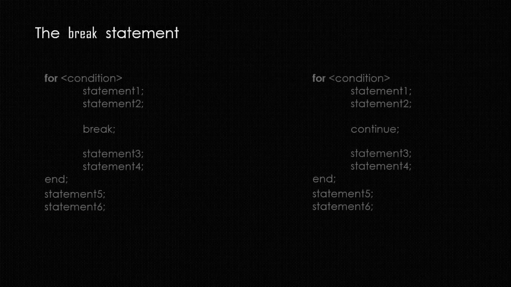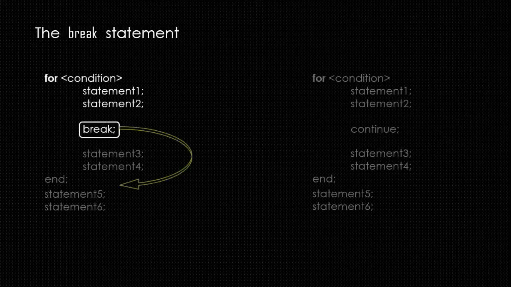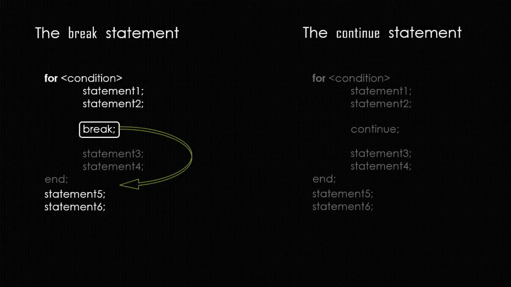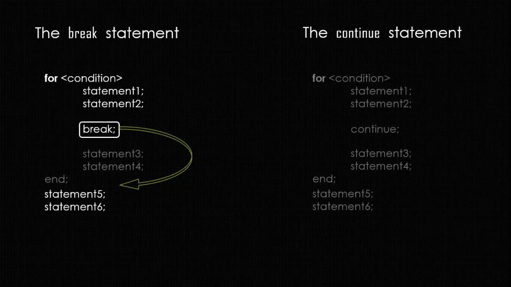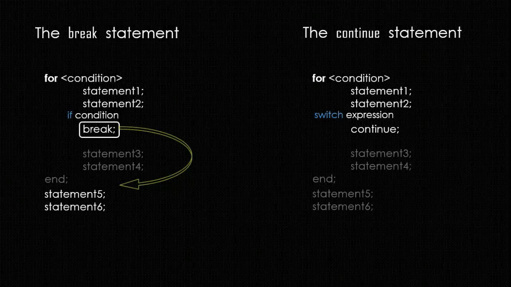Now that we have covered loops, there are two commands that you should know. First one is the break statement. When MATLAB encounters the break statement, the control jumps after the end of the loop. It is like an emergency exit. Next is the continue statement. When this is encountered within a loop, the control skips the remaining statements and starts a new pass. These are generally used within a conditional statement.